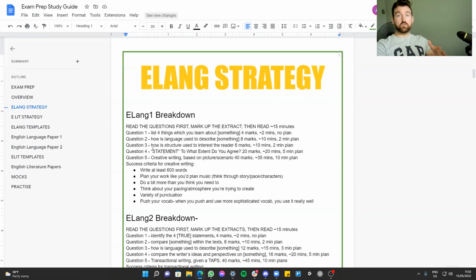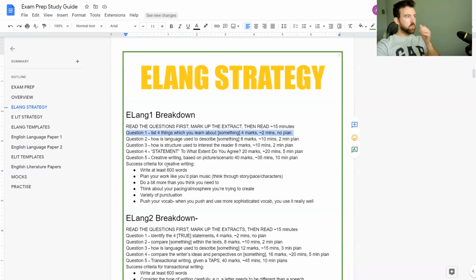But in terms of reading the questions, there are predictable questions for paper one that we're going to go through now that will help you understand what you're trying to do, regardless of whatever the paper is. The extract will change, the questions will change a little bit, but the underlying structure of the questions stays exactly the same. So question one will always be: list 4 things which you learn about something. Four things you learn about this character, this setting, whatever.